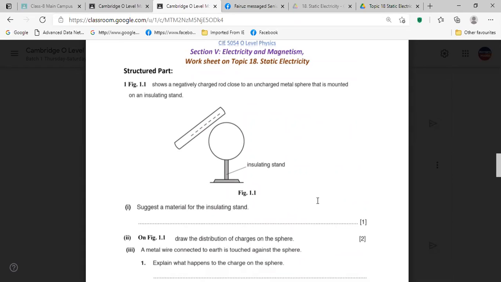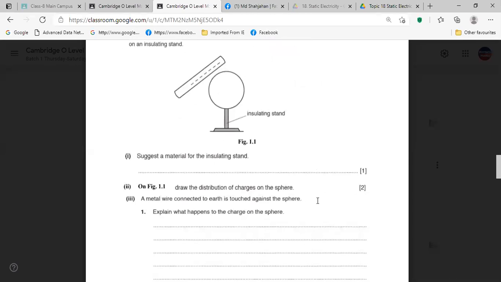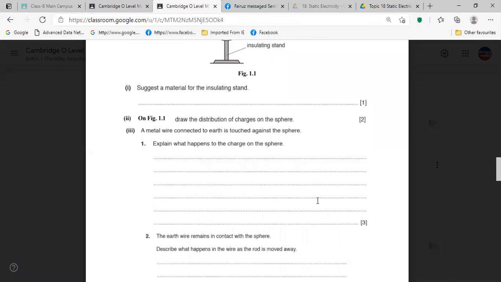Yeah, Monica. Figure 1.1 shows a negatively charged rod close to an uncharged metal sphere that is mounted on an insulating stand. 1. Suggest a material for the insulating stand. Glass. Okay, it can be plastic or rubber, right? Or wood. Yes, sir. Okay, then continue.